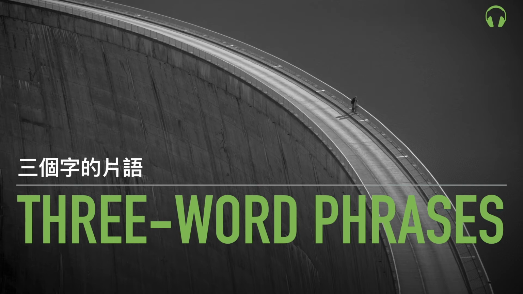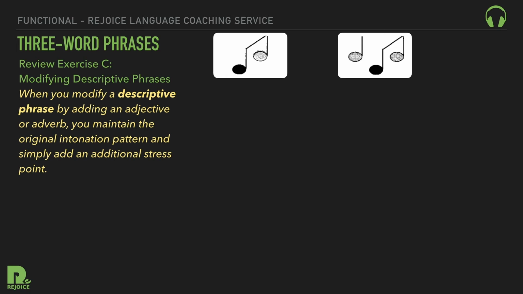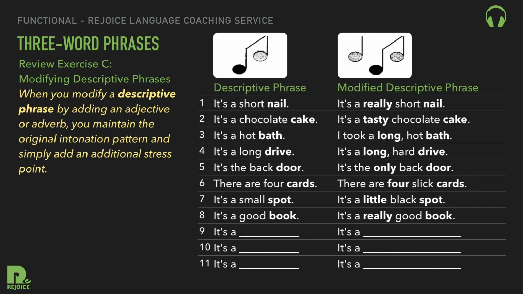Three-word phrases. Review exercise C. Modifying descriptive phrases. When you modify a descriptive phrase by adding an adjective or adverb, you maintain the original intonation pattern and simply add an additional stress point. 1. It's a short nail. It's a really short nail. 2. It's a chocolate cake. It's a tasty chocolate cake.